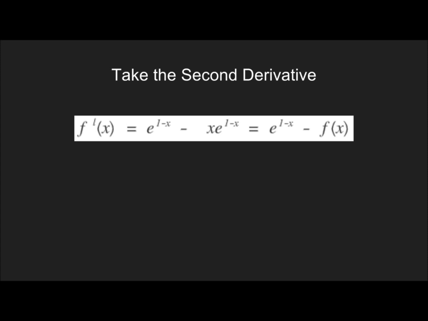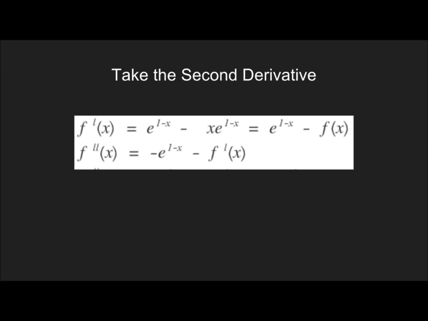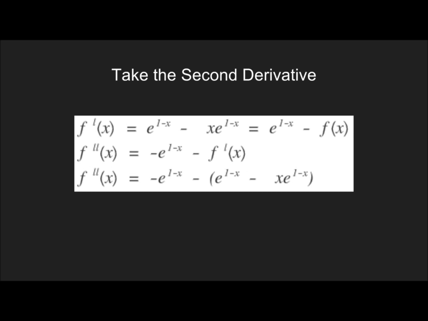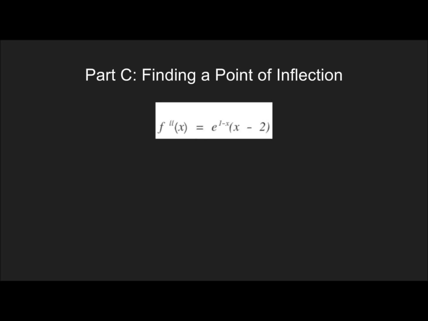Now we know that f prime of x is equal to e to the 1 minus x times 1 minus x. But we can simplify this by saying that it's equal to e to 1 minus x minus f of x, our original function. And this makes taking the second derivative a little easier. For when we take the second derivative, we get negative e to the 1 minus x minus f prime of x, and we could just sub in what we know f prime of x to be, and simplify from there.